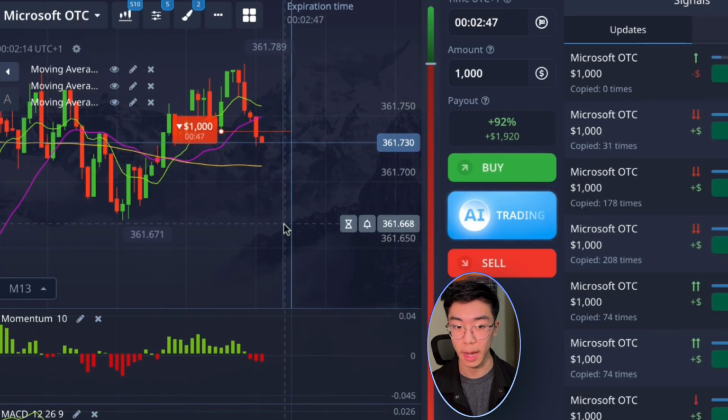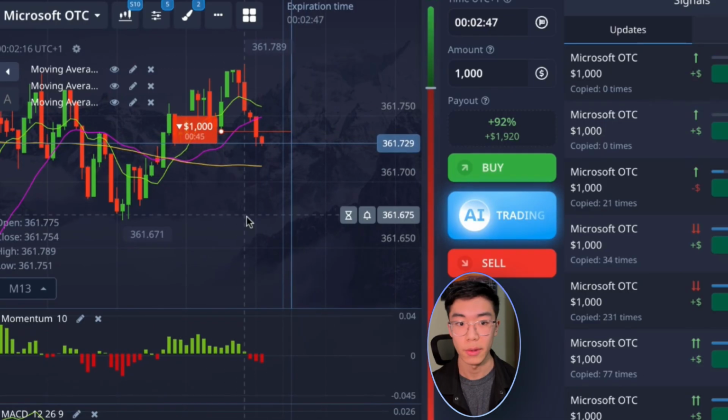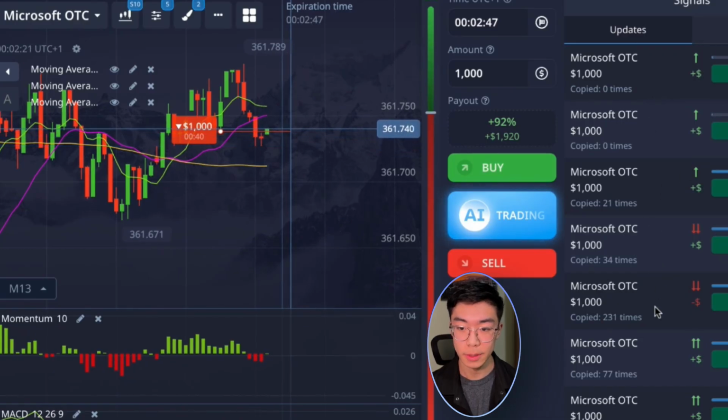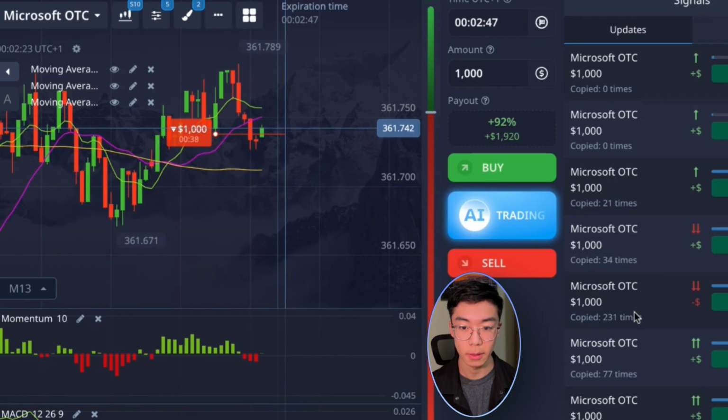We betted that it'll go down, right? Bet $1,000 that it'll go down. And let's see here. This is a signal right here, and about 231 people have actually betted that it'll go down, right here.